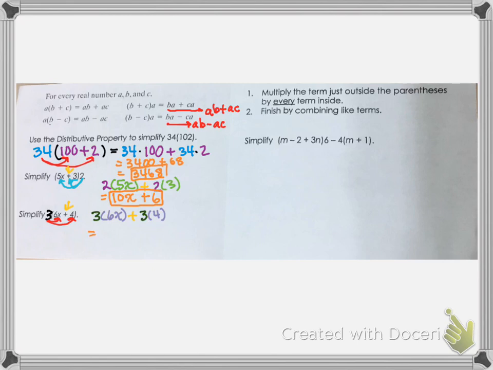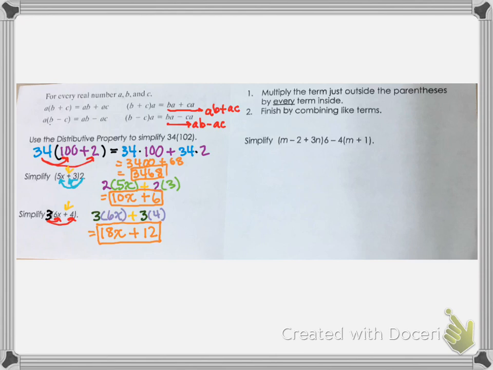So we have 3 times 6x. 3 times 6 is 18. And then we have the x's added on. And then 3 times 4 is 12. Now again, we can't do anything because I can't add something with an x to something that doesn't have an x. So again, just to remind you, we can have the problem be a little bit more complicated.